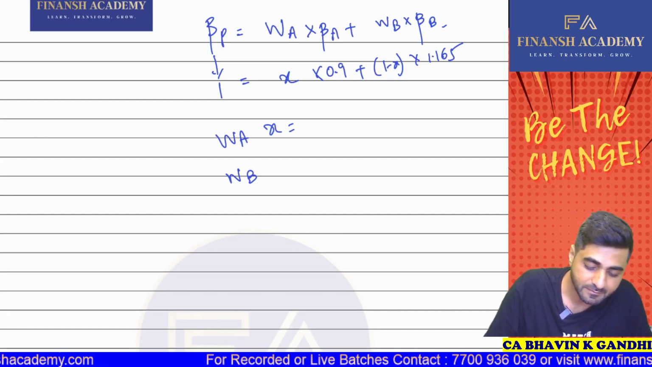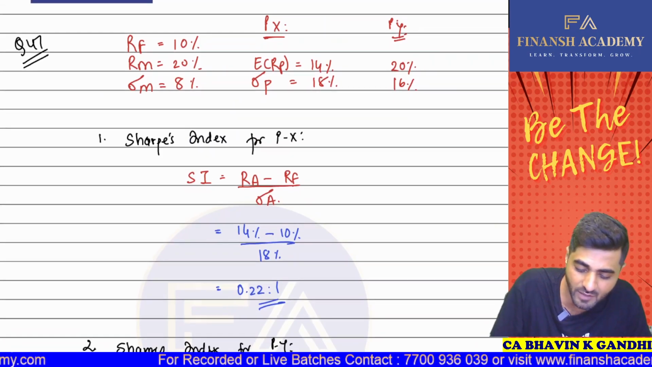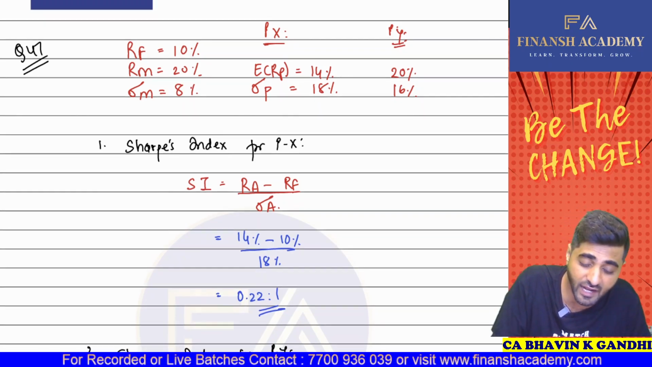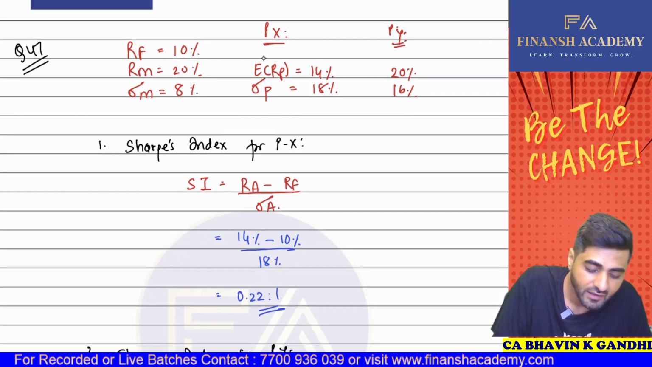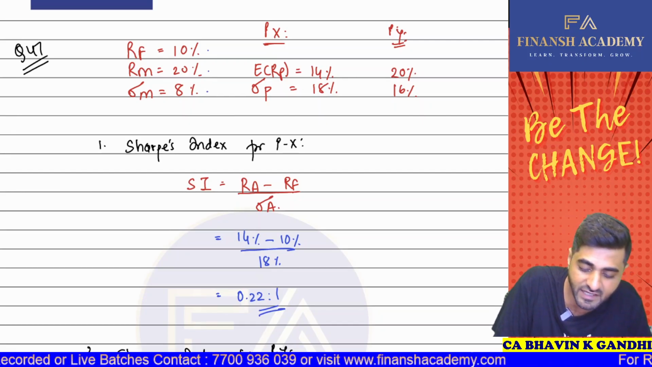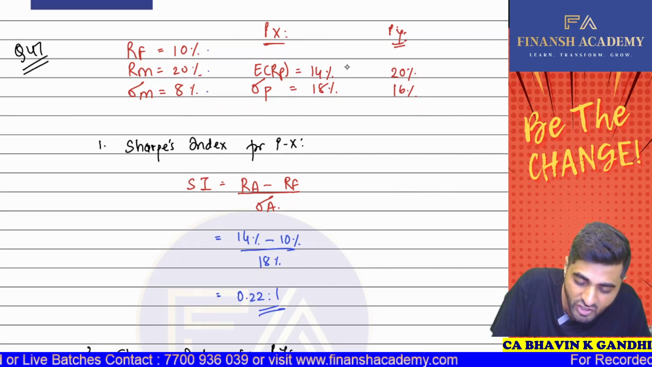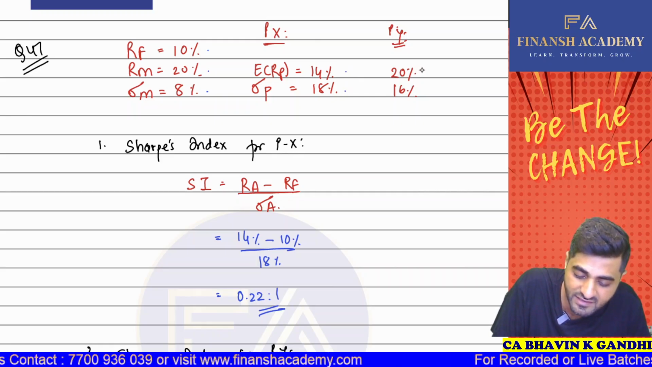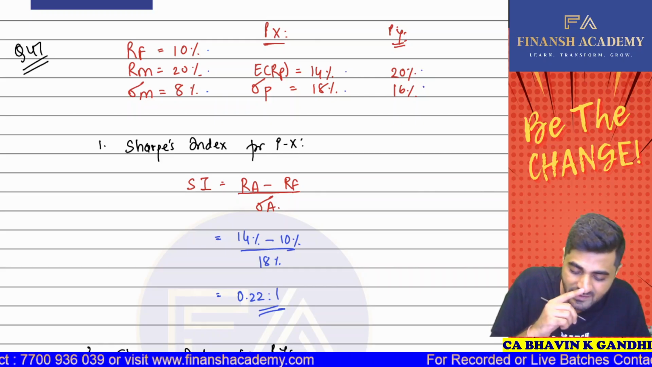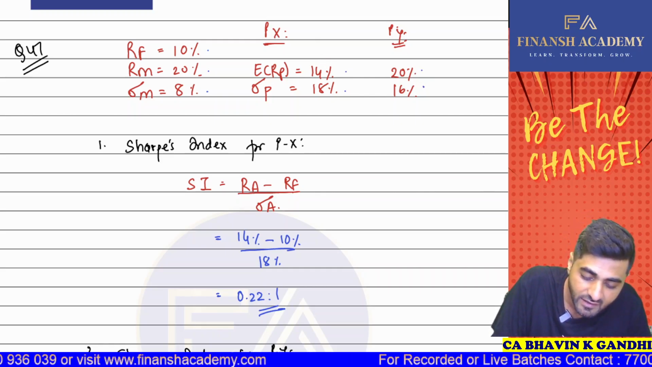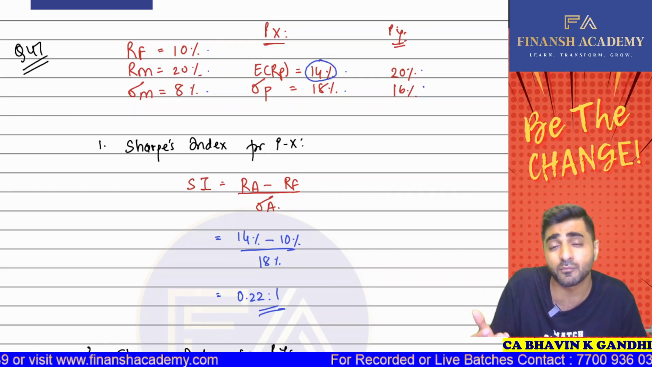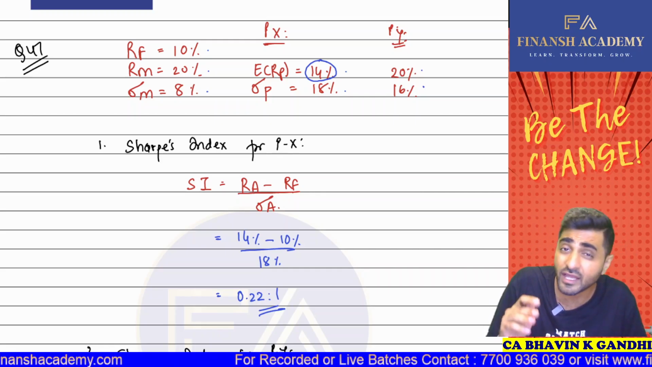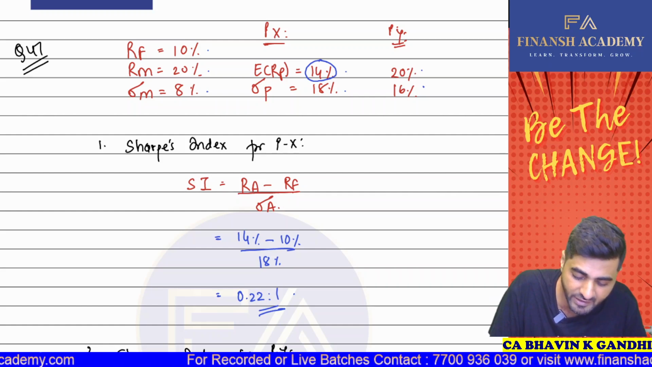So in this particular case, as you can see, Sharpe's index is your actual return minus risk-free rate upon standard deviation. And as you can see, we have portfolio X, portfolio Y, we have the risk-free rate, we have RM, we have standard deviation. We also have, for portfolio X, the expected return on the portfolio and its standard deviation. For portfolio X, 14% is the return provided by the portfolio. Is it providing you the premium over the risk-free rate? Yes, that is 10%. So there is a premium which we divide by 18%, so you'll be getting 0.22:1.